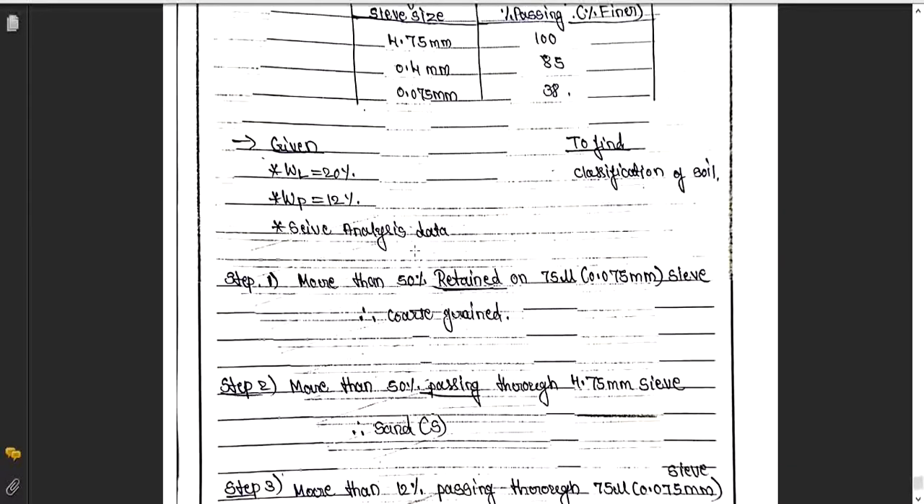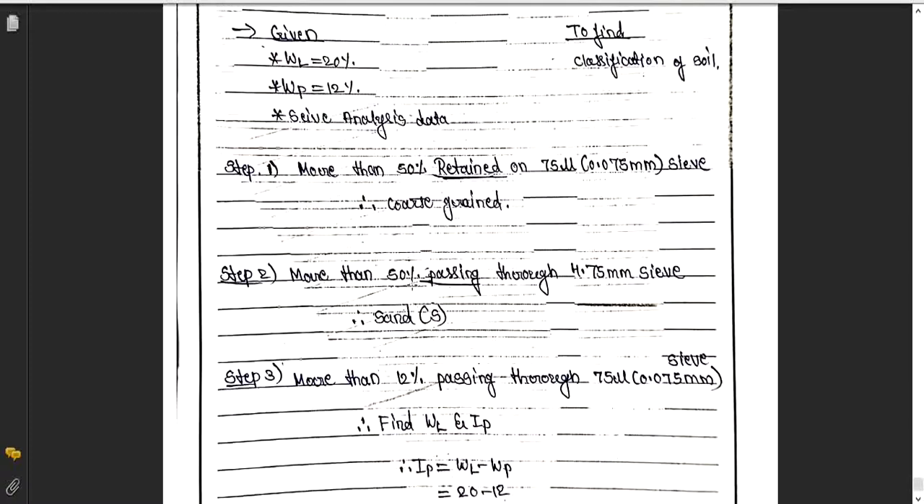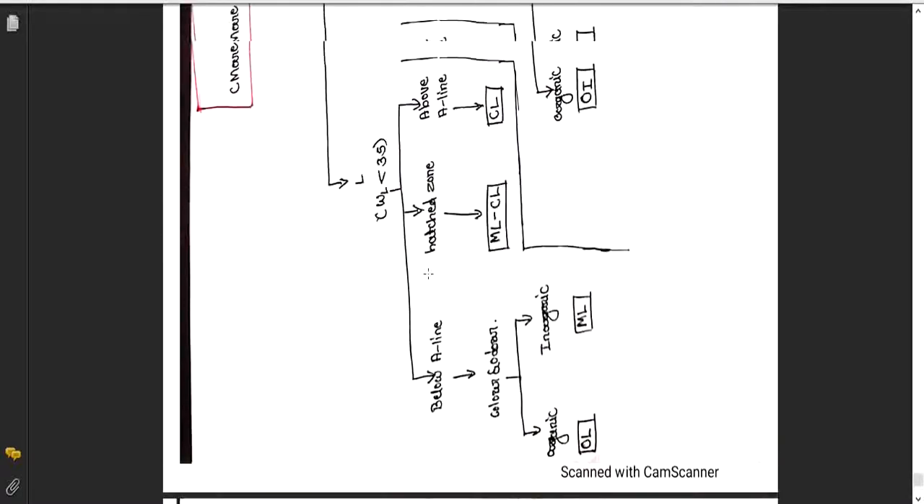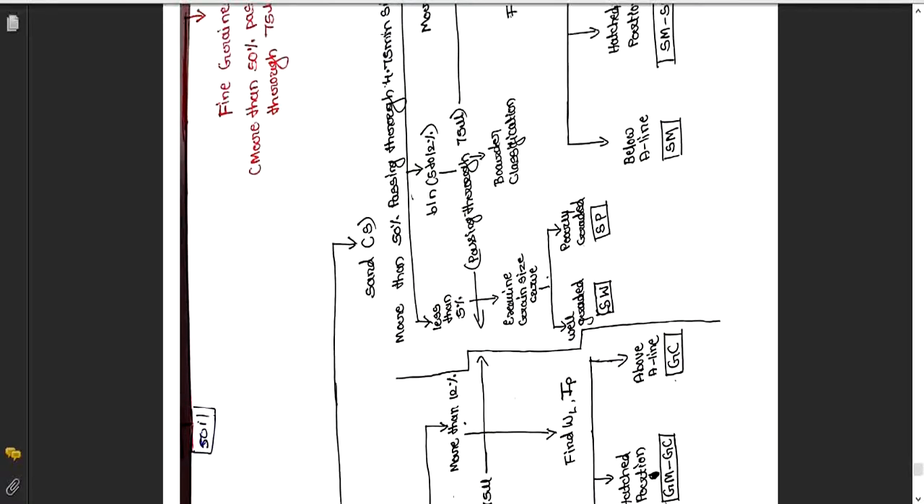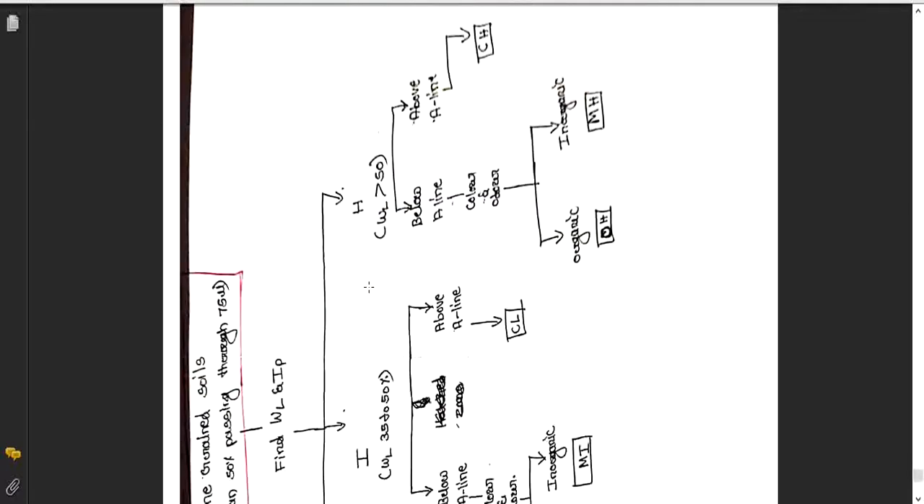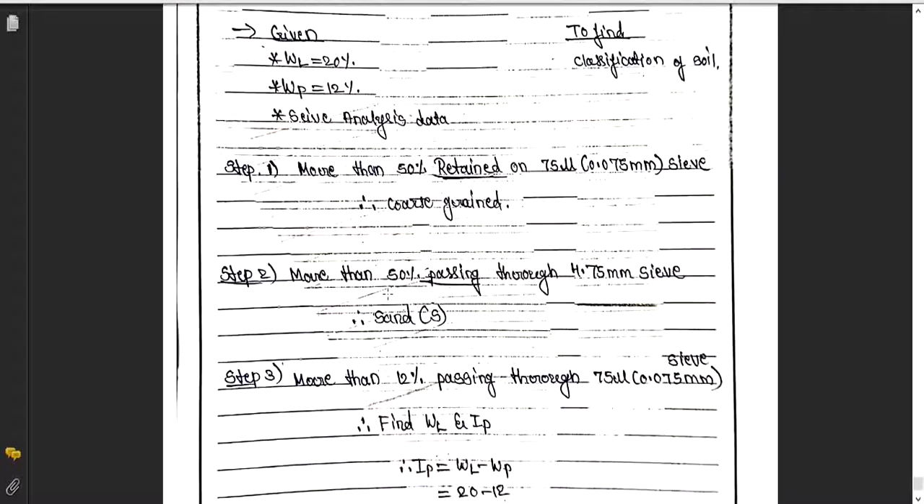So second step, I have to observe whether more than 50% is passing through the 4.75 mm sieve. More than 50% is not retaining, it is passing, which means it is sand. You can see this case. More than 50% is passing through 4.75 mm, so it is sand. So we got the first letter.